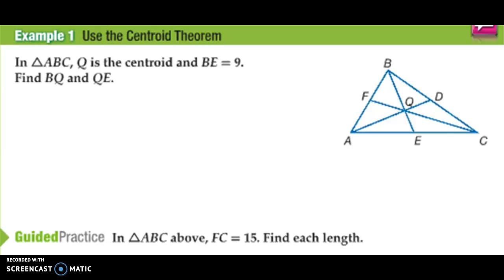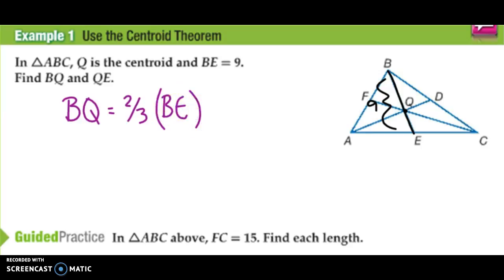So if I look at this one right here, it says in triangle ABC, Q is the centroid and BE is 9. So Q right there is the centroid and BE, the whole thing, is 9 units. Find BQ and QE. So we're going to look back at theorem 5.7, the centroid theorem, and it says that BQ is going to be 2/3 the length of the whole thing, which would be BE. Now we know that BE is 9, so BQ is going to equal 2/3 times 9. Do that quickly on your calculator, you find that that's 6.